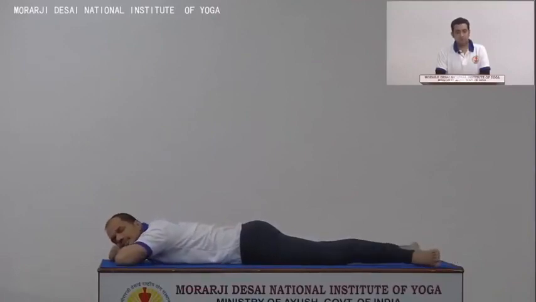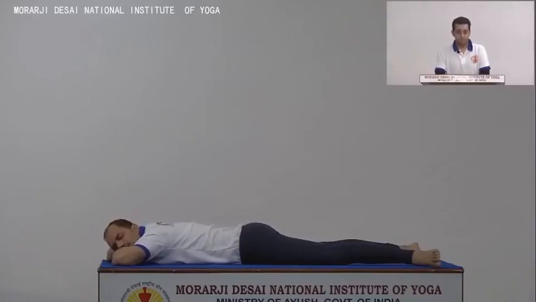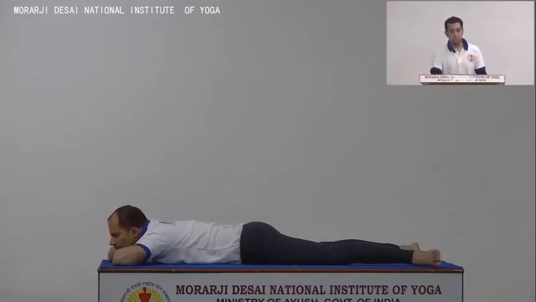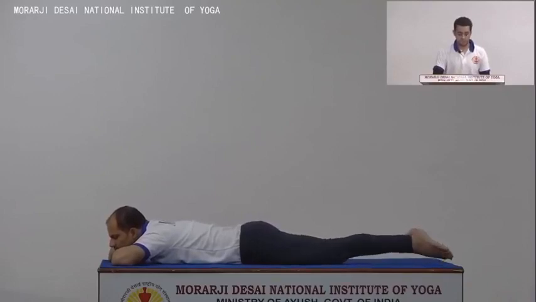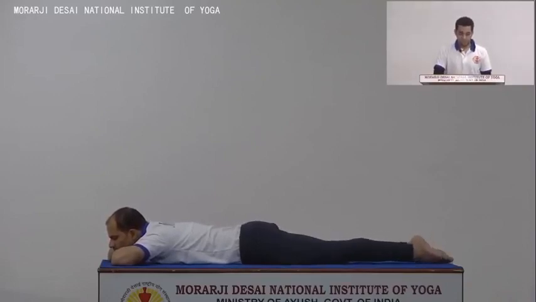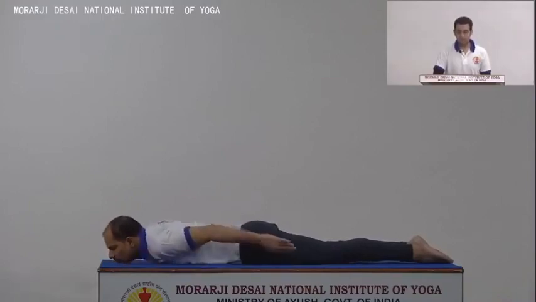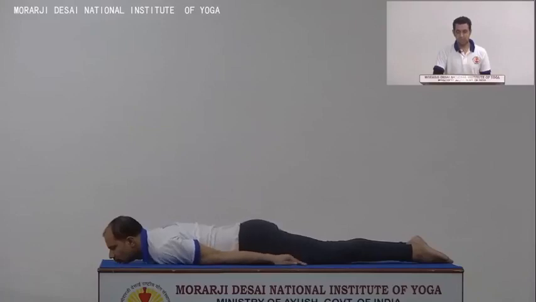And feel the impact of Bhujangasana on your back, on your breathing pattern. And now, after the Bhujangasana, we will do Shalabhasana. Bring the legs together once again. Place the chin on the floor and both hands beside the body, palms facing downward. Yes, this is the starting position of the Shalabhasana.